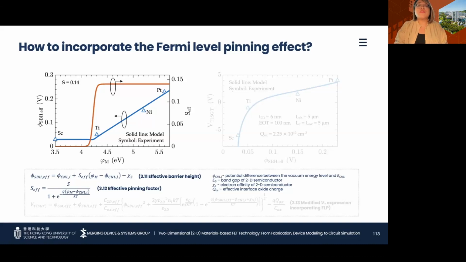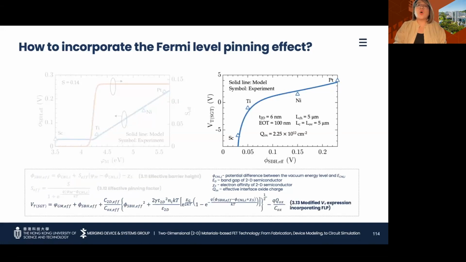After solving for the effective barrier height due to the Fermi level pinning effect, and also incorporating an effective interface charge term to account for non-idealities in the oxide during the fabrication process, the threshold voltage model is then modified, and the threshold voltage extracted from experiments is well captured by our model.